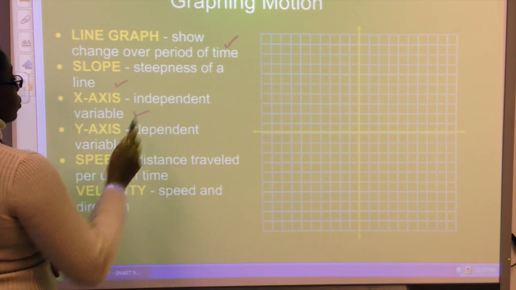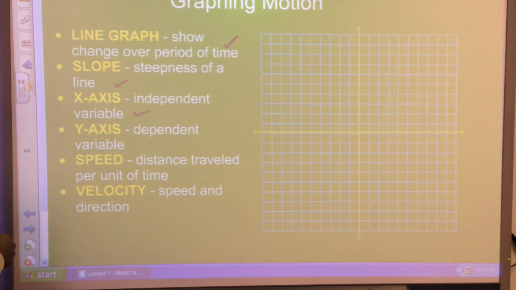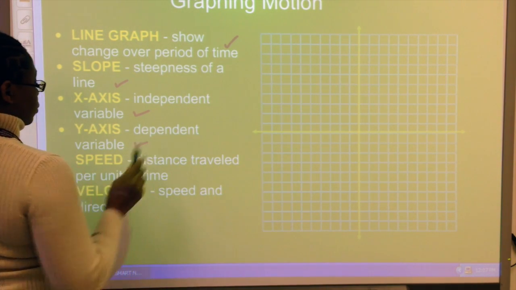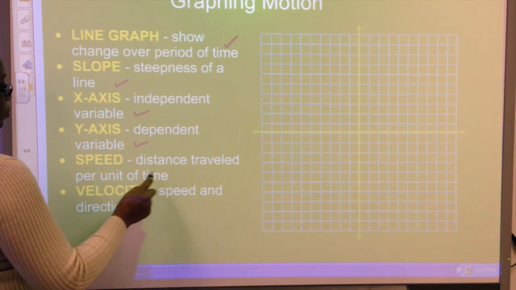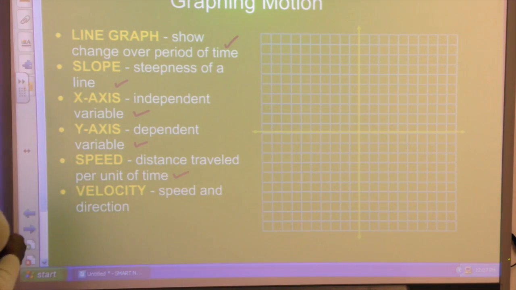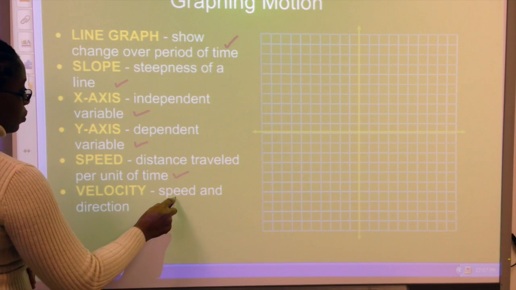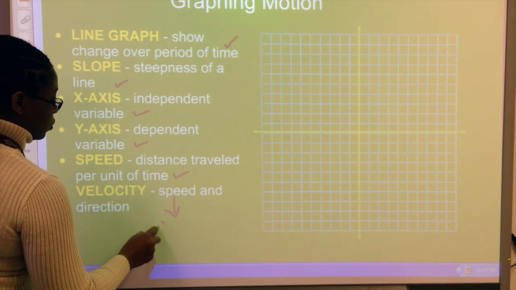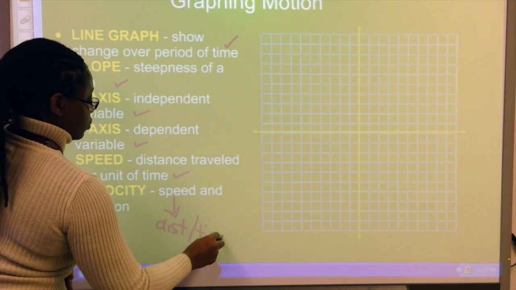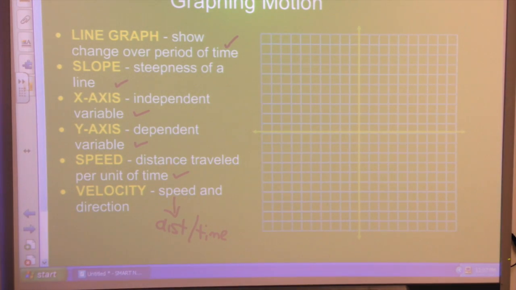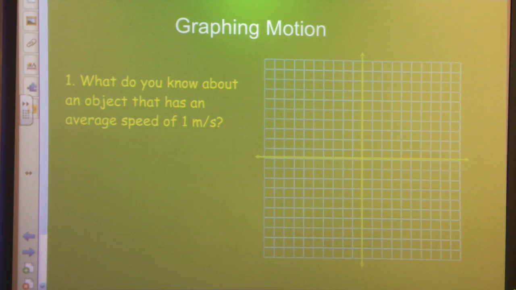Then you have your x-axis, which shows your independent variable, and your y-axis, which shows your dependent variable. Speed is simply the distance divided by the unit of time. And then velocity is your speed and direction: your speed is your distance divided by time, and whether you're traveling north, south, east, or west. Okay, so let's look at a few problems that will help us in graphing motion.